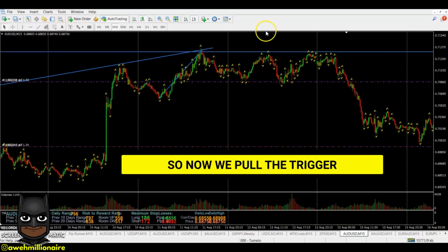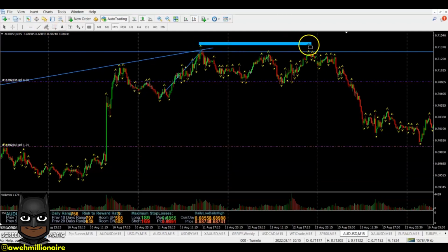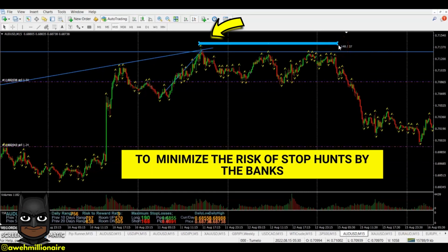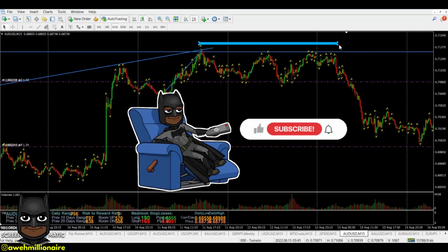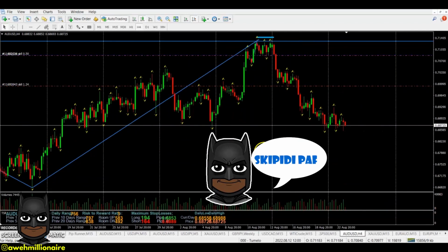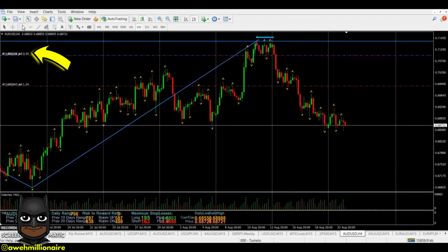So now we pull the trigger, enter the sell trade, making sure that our stop loss is above the supply level to minimize the risk of stop hunts by the banks. And once you enter the trade, you simply let the smart money take care of the rest, so you can collect them pips like a smart trader. Skibbity pap, trade number 1 in the bag, nice and easy.